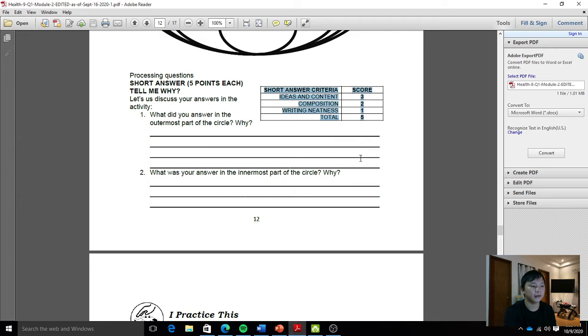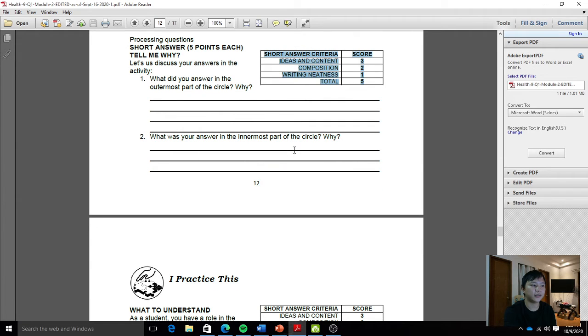Look at this. Okay? Next, number 2: What was your answer in the innermost part of the circle?